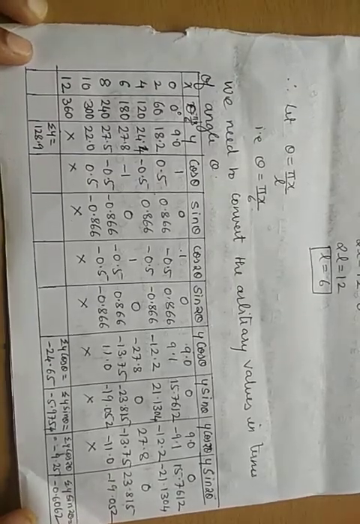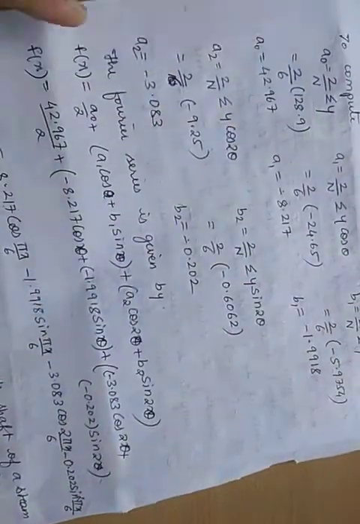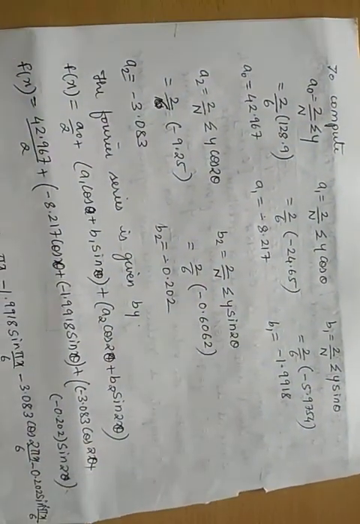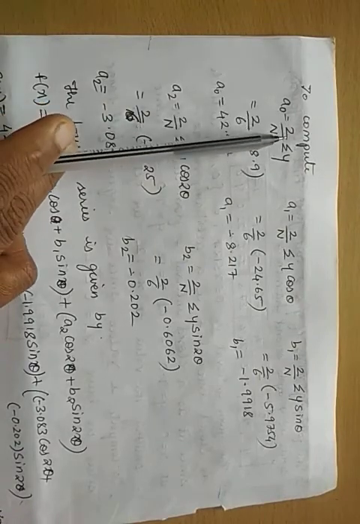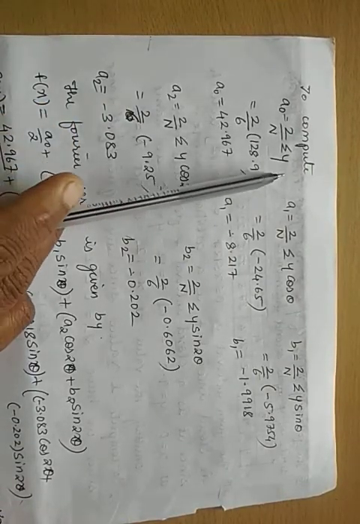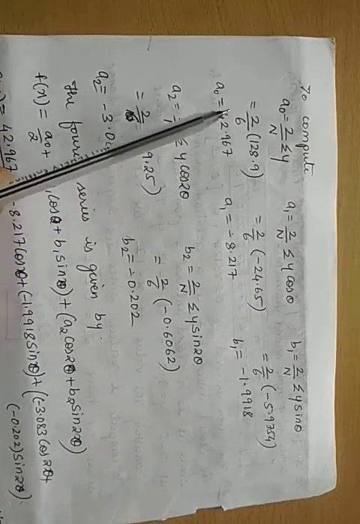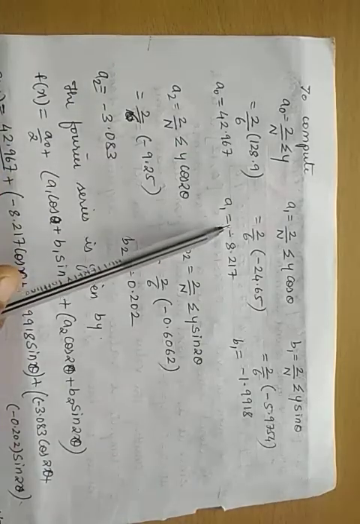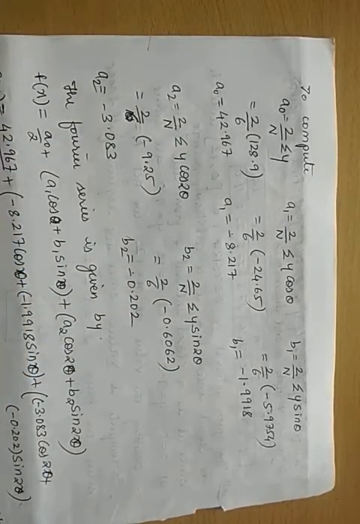Once we prepare the table, we are going to compute A0, A1, B1, A2, B2. So as per the formula, A naught is 2 by n times summation y. N is how much? 6. Summation y from the table we have is 128.9. So we get A naught. Likewise, we compute A1, B1, A2 and B2.